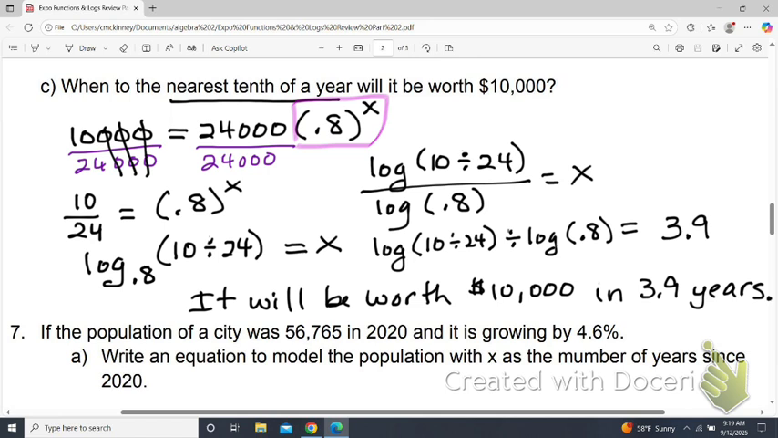Awesome. So that part of the question is the part you would not have done back in Algebra 1B, because we didn't use logs back then. The other part, maybe you remember from before. Okay, that finishes up problem number 6. We'll go to problem number 7.